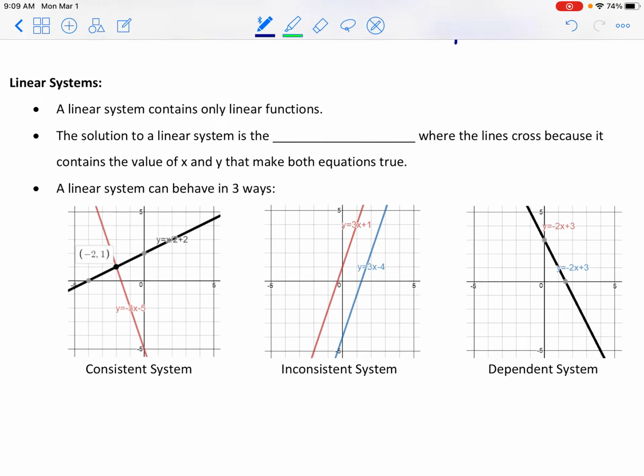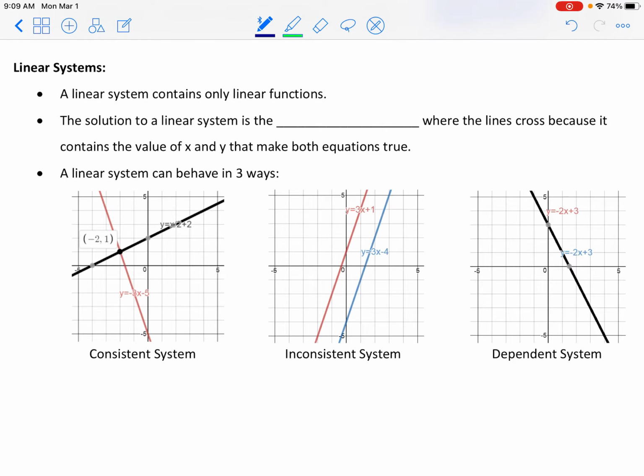Okay, now again, we're going to focus on linear systems. So a linear system is one that contains only linear functions. So you're looking at two variables, two equations, and both of those equations are linear. Now it could be that they're in slope-intercept form, it could be that they're in standard form, but you're going to have an x and a y to the first power, so it's a linear system.